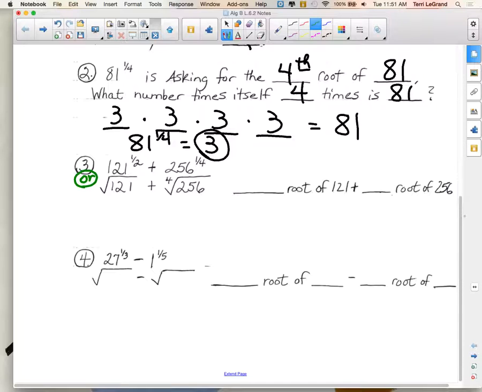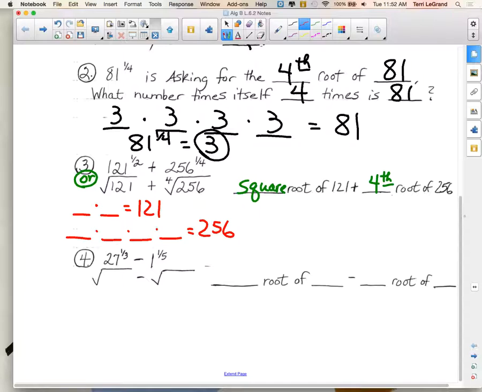In either case, we are looking for the square root, or the 2nd root, you could say it that way, of 121, and we're looking for the 4th root of 256, and we're going to add them together. We're going to find their sum. So basically what I want us to do here, first of all, is we have to find what times itself equals 121, and then what times itself 4 times equals 256, so that then we can do our addition problem.